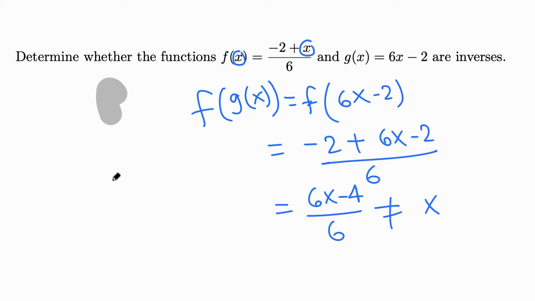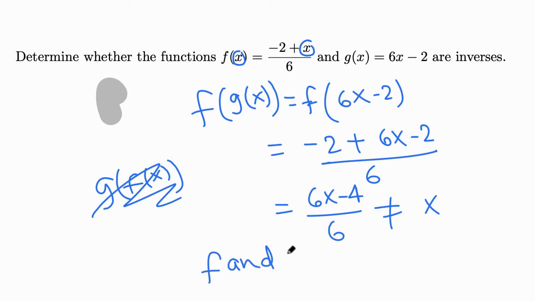We don't even have to find g of f of x. This one is already enough to show they are not inverses. So this is not x, so f and g are not inverses.